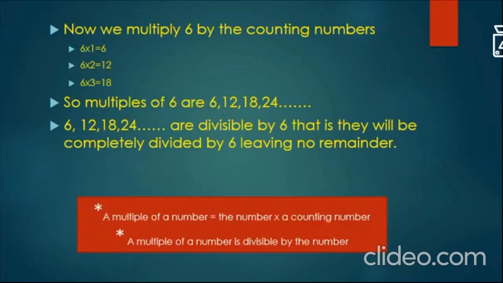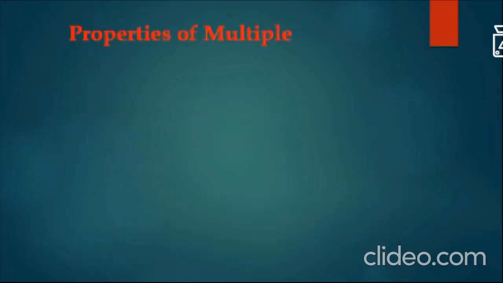So, a multiple of a number is equal to the number multiplied by a counting number. That means the product of any two numbers when they are multiplied. Now second, a multiple of a number is divisible by the number. When we get a product or multiple, it is divisible by the numbers which were multiplied. That means these are some properties. Let us see other properties of multiples. If you learn these, then finding multiples will be very easy.